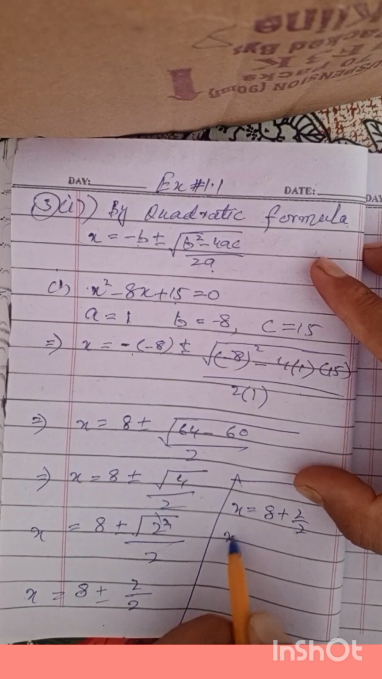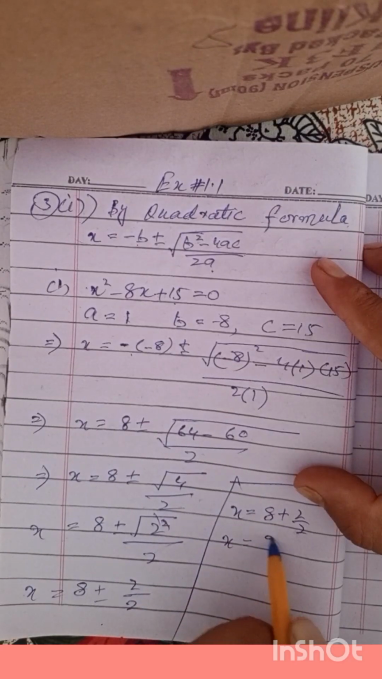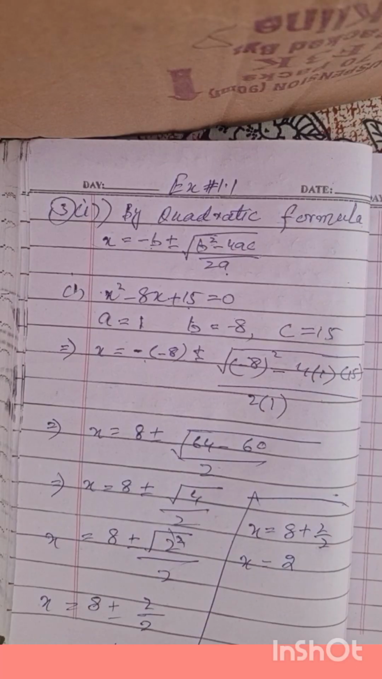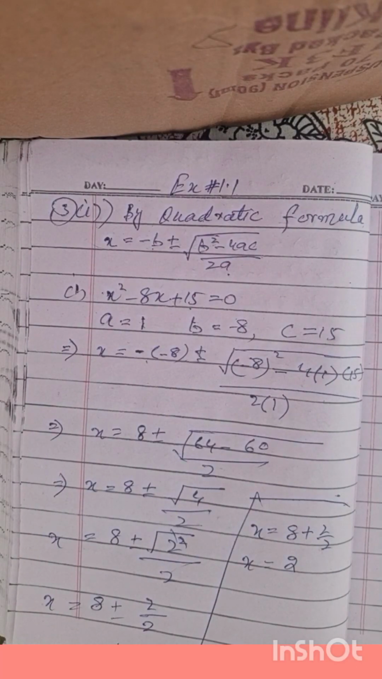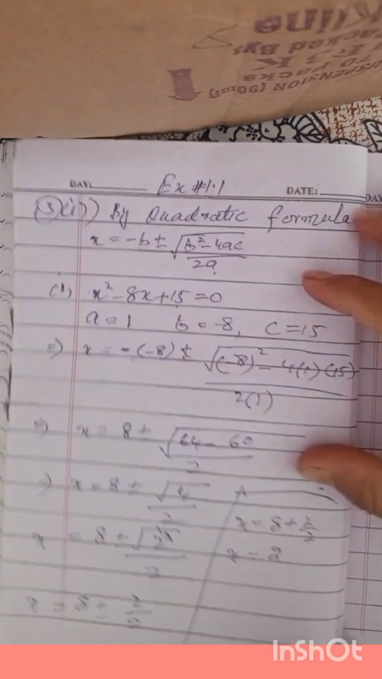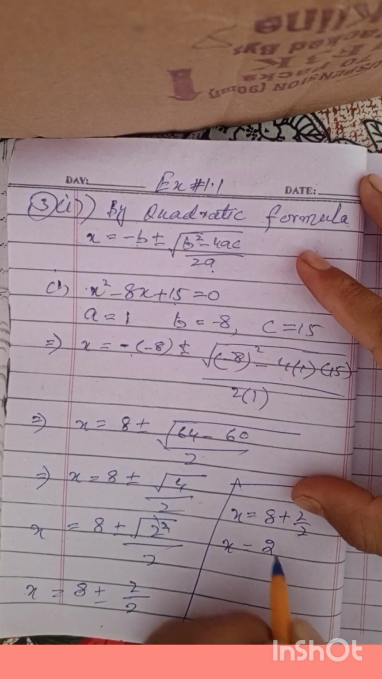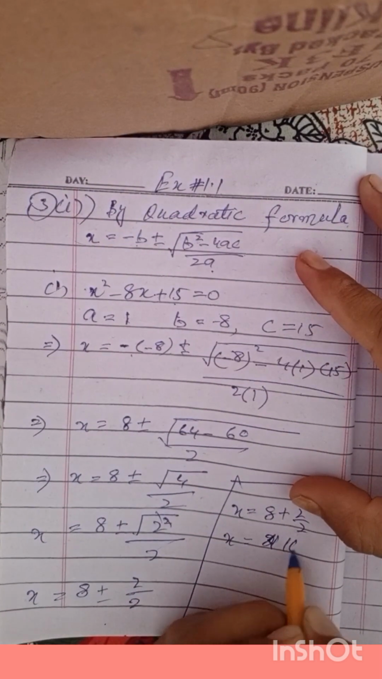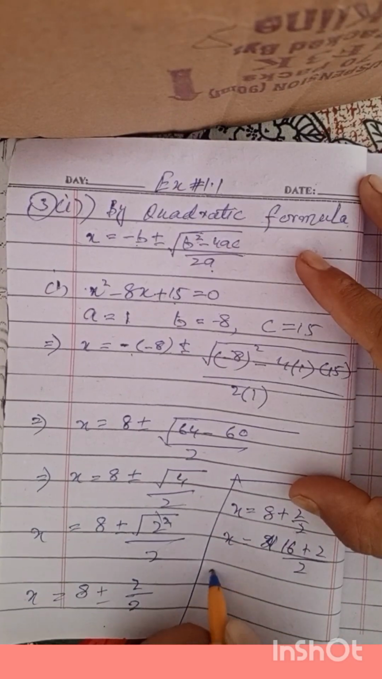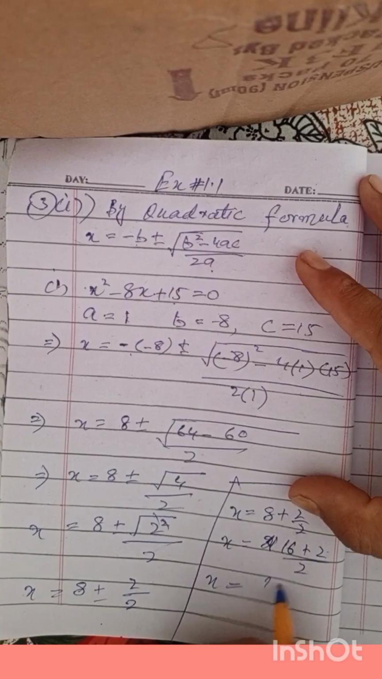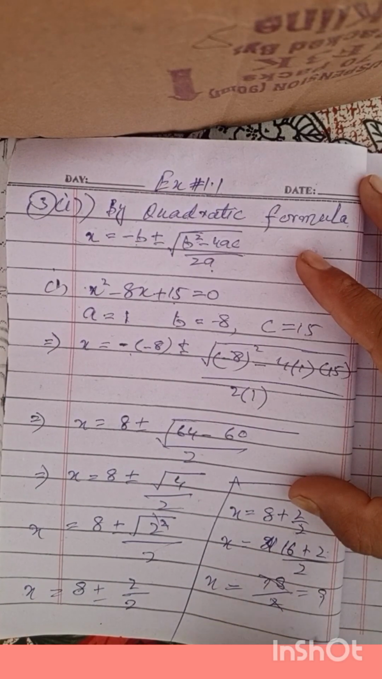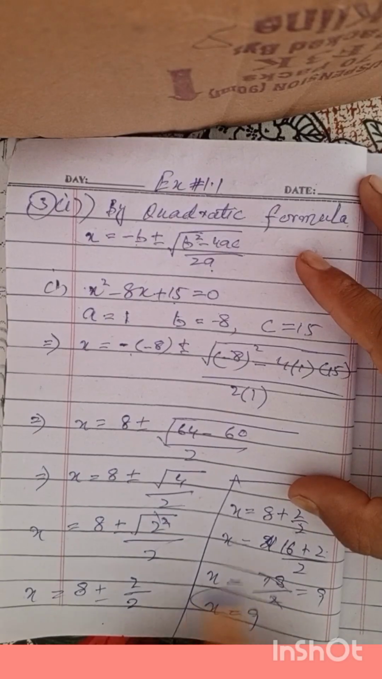Here we can take common 2. We have 2 eights are 16, plus 2 is 18, divided by 2. So x is equal to 18 divided by 2, which is 9, because 2 nines are 18. So x is equal to 9.